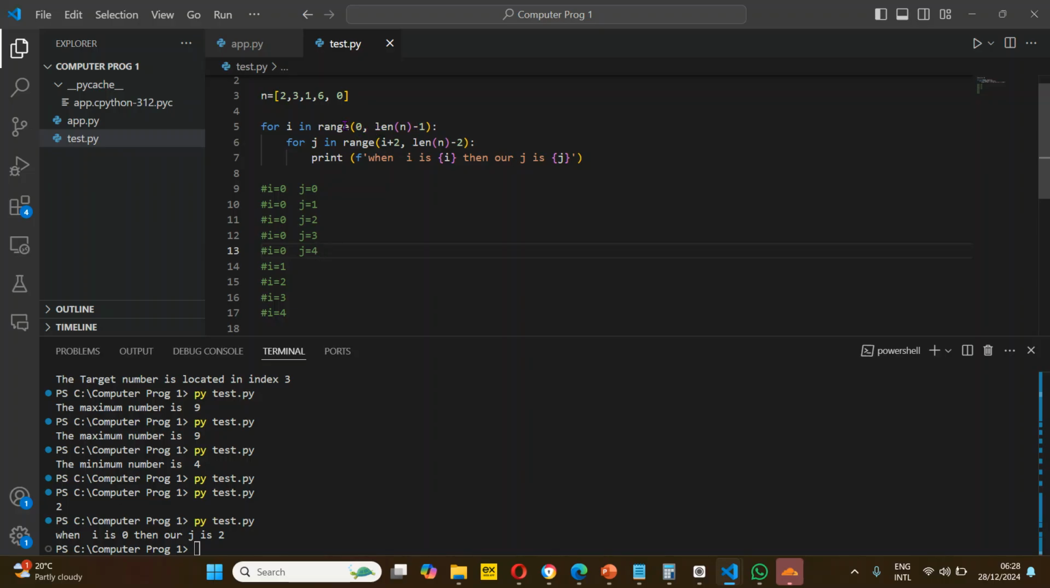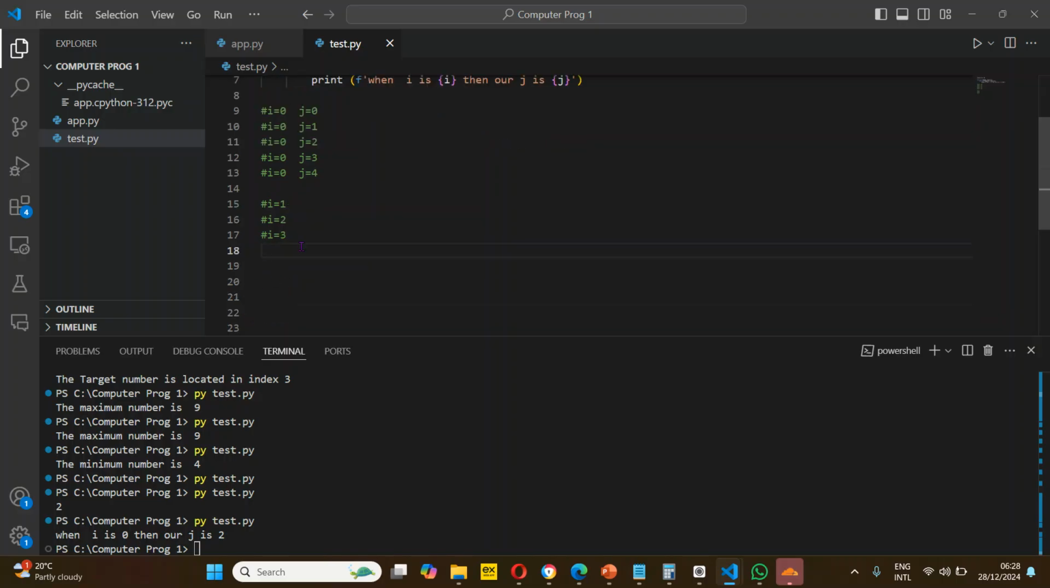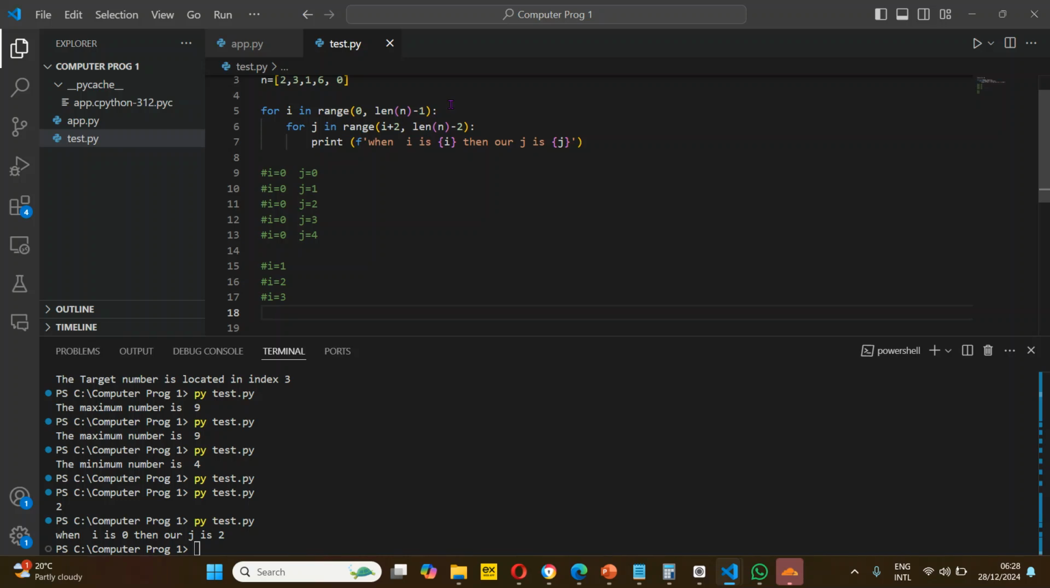So we're saying that in the outer loop first, i should start from 0 down to the length of n minus 1, which is 5 minus 1, which is 4. That means i equals 0, 1, 2, 3, which means we are skipping i equal to 4 because of this rule here, right?